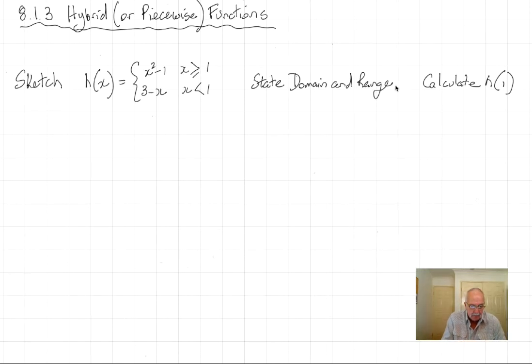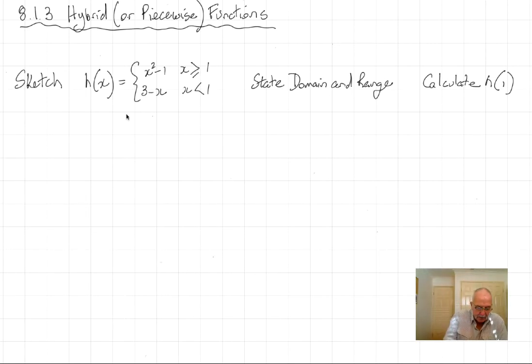Okay, so here we've got a hybrid function, and it's just made up of two. You can have more than two. You can have three different functions. And so for everywhere x is greater than or equal to 1, it behaves like x squared minus 1. And for everywhere where x is less than 1, it behaves like 3 minus x.